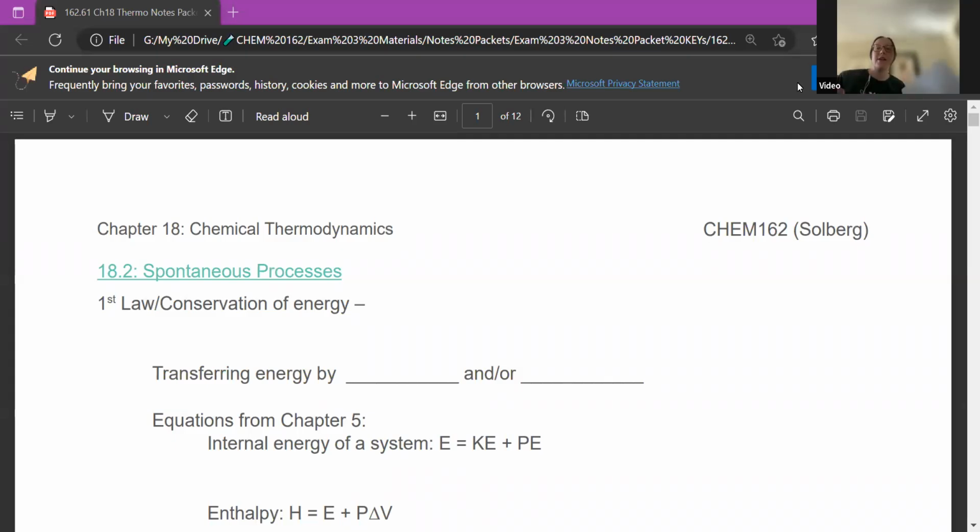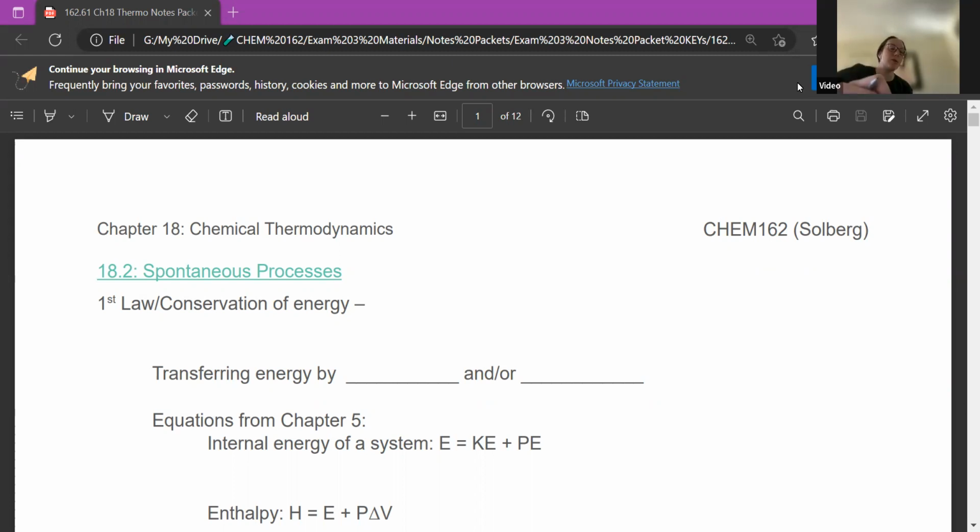Okay, so we are starting thermodynamics, which is different than thermochemistry. And thermochemistry, that was in Chem 161, where we talked about heat and processes that release or absorb heat. And now we're really going to get into not only the heat, but the energy associated with each reaction, what makes a reaction happen versus reactions not happening.